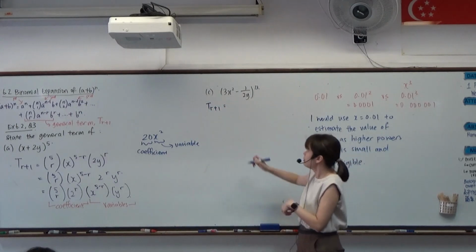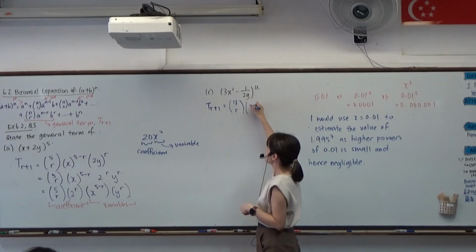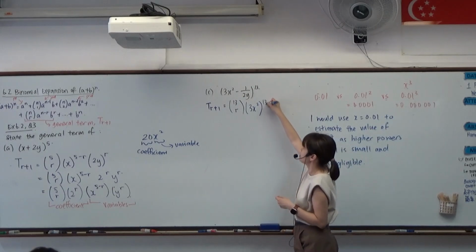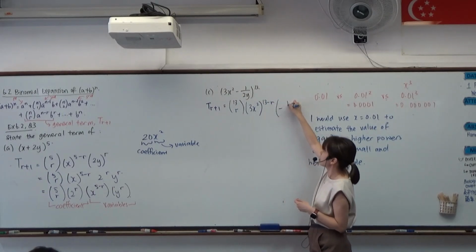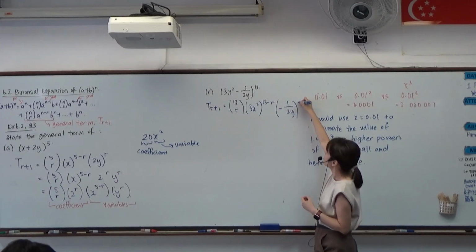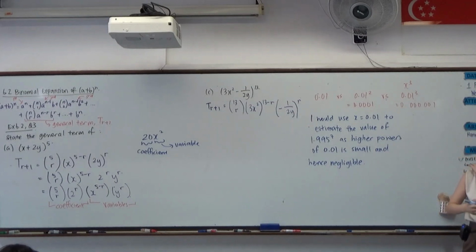So again, n is 13. Choose r. 3x squared will be the a. We have 13 minus r. Negative 1 over 2y, to the power of r. This will be our general term.